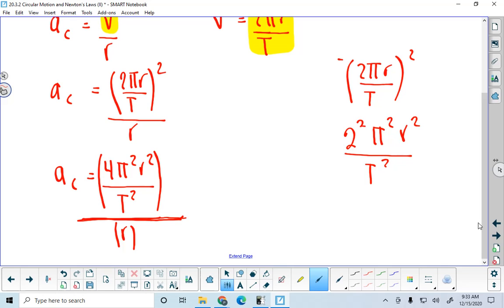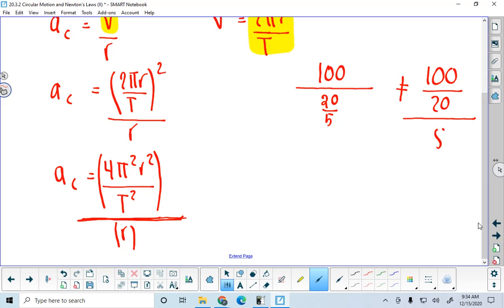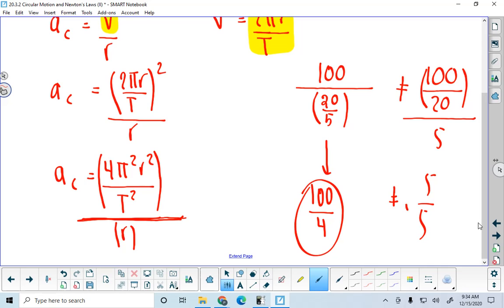The reason why I need to do that is I think it's important that you understand that 100 divided by 20 over 5 is not the same thing as 100 divided by 20, all over 5. They're different. The left side of this is 100 divided by 4, because 20 divided by 5 is 4. The right side is 5 divided by 5. They're different things. I end up with the number 25 here. I end up with the number 1 here.